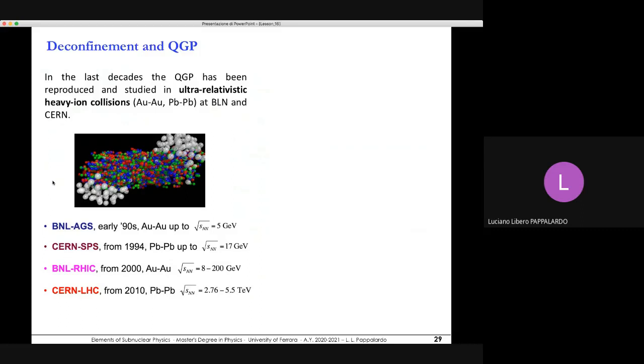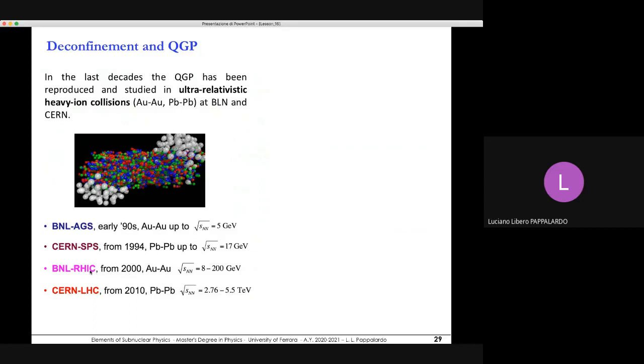So here you see a list of this kind of measurements. The first came in the early 90s at Brookhaven with the AGS machine. This was a gold-gold collision at a center of mass energy of only 5 GeV. Then there were the CERN experiments at the Super Proton Synchrotron, starting in more or less the same period, with now lead-lead nuclei colliding up to 17 GeV.